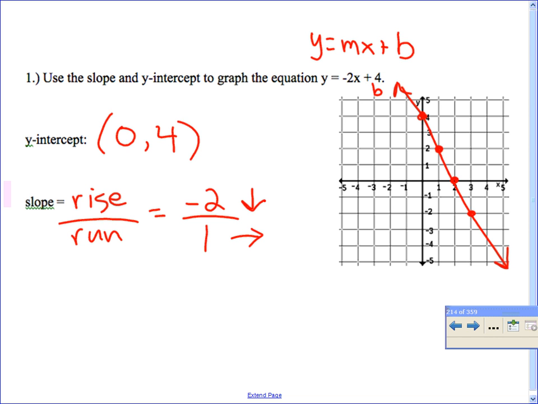Annalise? Where did you get the slope? Can anyone explain that? Where'd the slope come from? Mary, where'd the slope come from? Yep, M is right here.